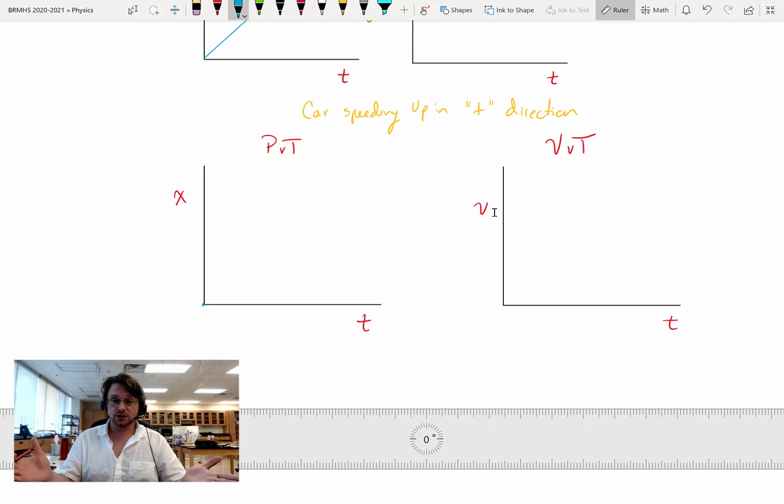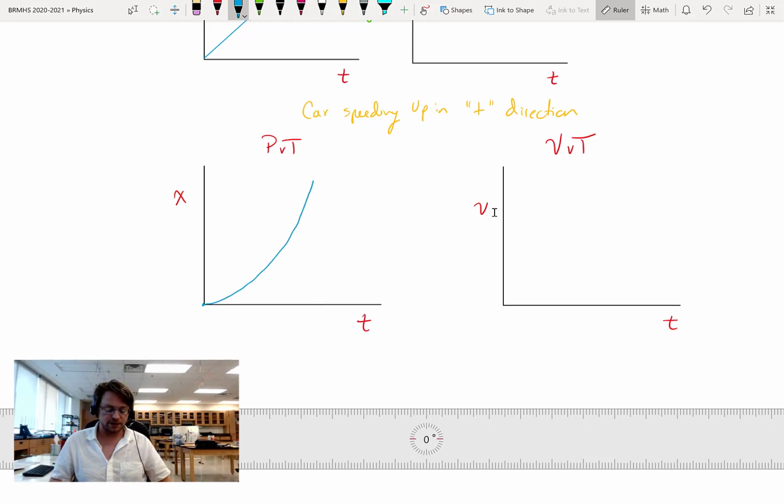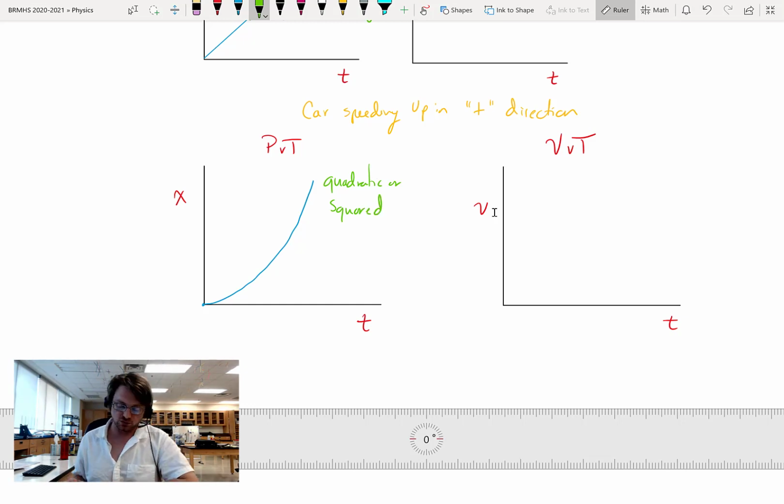So if you saw the last video, you know exactly what that's going to look like. It's not going to be linear. It's going to be curvy. Not bad, right? So if we're speeding up at a constant rate, that's going to be a quadratic or squared function. So you could say this is quadratic or a squared function. One of the five important types of graphs I said we need to know. So here's position versus time for a car speeding up in the positive direction.